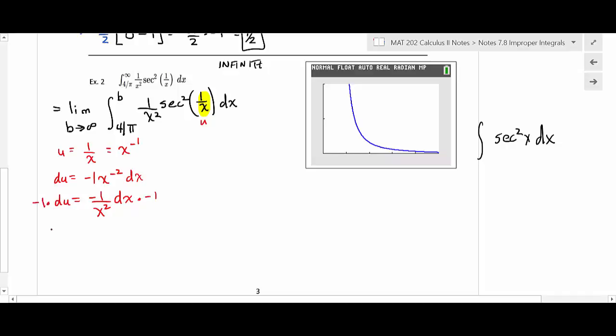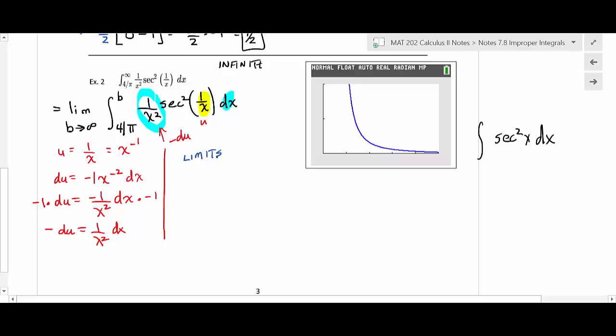You don't have to write that down. That's just negative du is equal to 1 over x squared times dx. So that means this piece right here, we're going to replace that with negative du, and this piece goes along with that. So 1 over x squared dx is going to get replaced with negative du. While we're at it, we need to change the limits of integration, and then we're going to focus on getting our integral done.